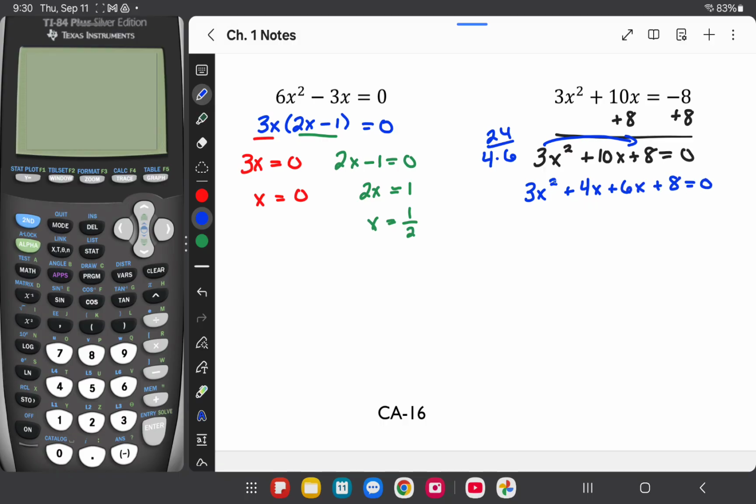And then now I can go ahead and factor by grouping. For my first group of terms, I've got a greatest common factor of x, leaving me with 3x plus 4 in the parentheses. For my second group of terms, I have a leading coefficient of 2, also leaving me with 3x plus 4 in the parentheses. So now 3x plus 4 is going to be my greatest common factor. The remaining parts, x and 2, are going to become my second factor.